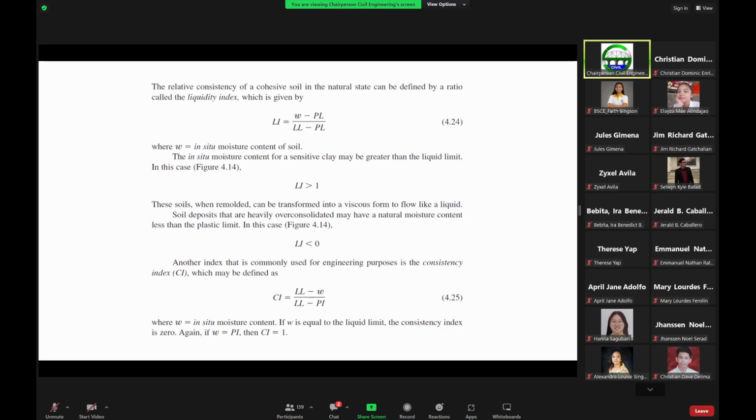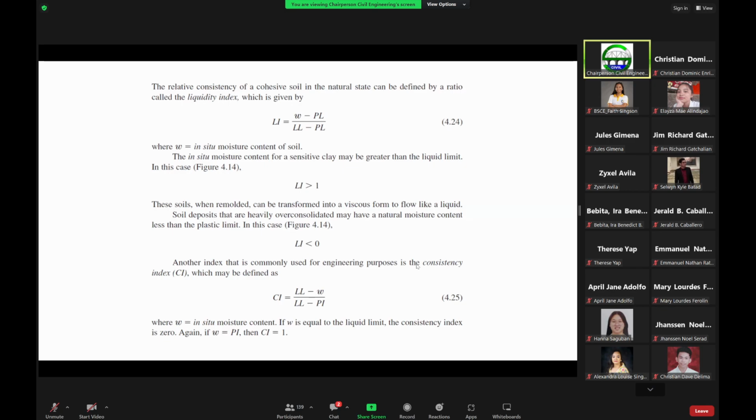Now, soil deposits that are heavily overconsolidated may have a natural moisture content less than the plastic limit. So in this case, if the natural moisture content is less than the plastic limit, that means this one is larger than this one, then the liquidity index will be negative, or less than 0.